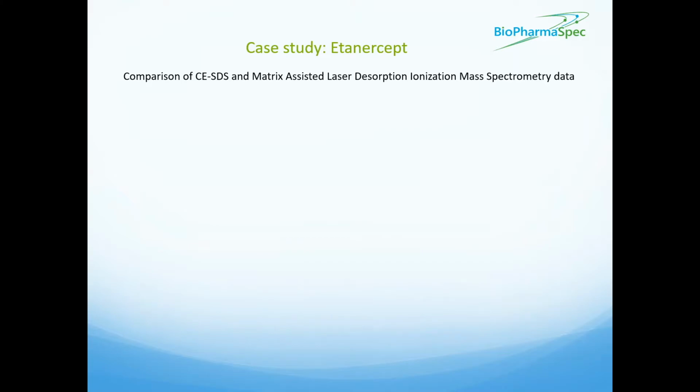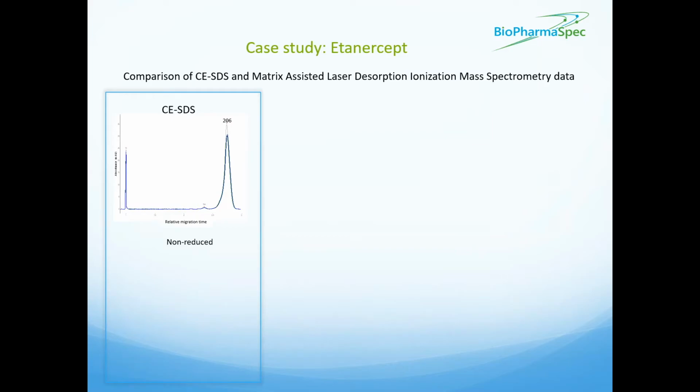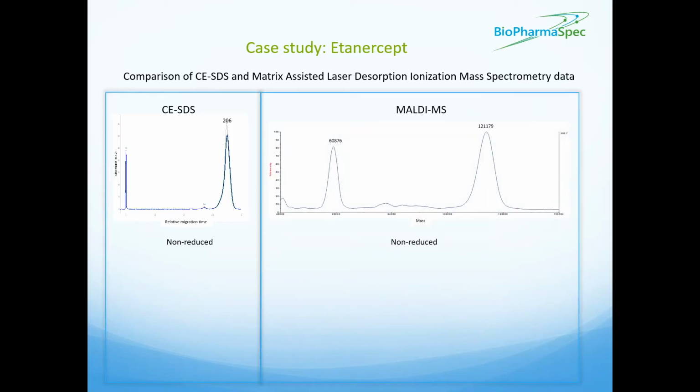Now, I've talked about orthogonality, and obviously this is important in structural characterization work, particularly for biosimilars. So I thought it'd be interesting just to show how the CE-SDS data aligns with some data from mass spectrometry. So if we take our non-reduced sample here, so this is just the same data as you saw on the previous slide with our signal at 206 kilodaltons by CE-SDS. If we analyze this sample by matrix-assisted laser desorption ionization, we get 2 peaks.